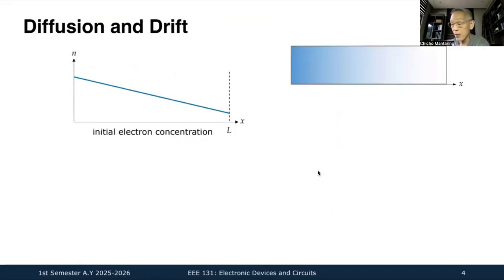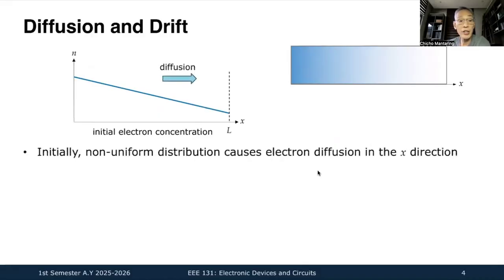What's going to happen? The instant this semiconductor is created, let's assume it was instantly created with that kind of doping level, because of the non-uniform concentration of electrons, the natural thing to happen will be diffusion. You have more electrons here, less electrons here, and therefore you expect electrons to diffuse along the x direction. So initially there's going to be diffusion.